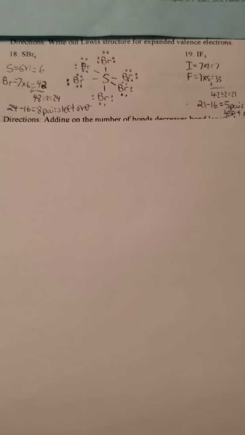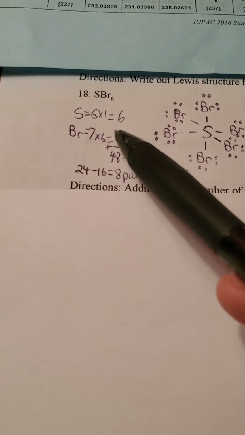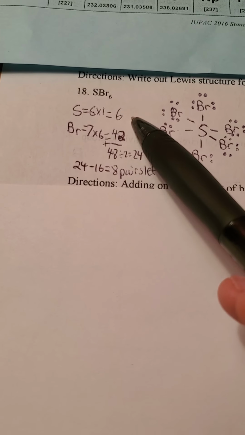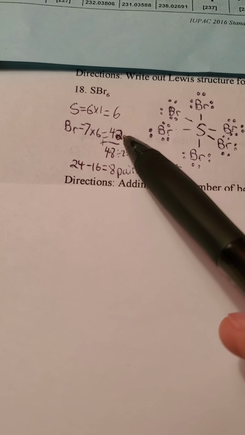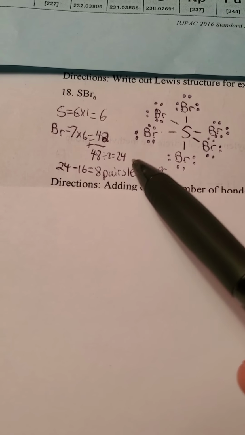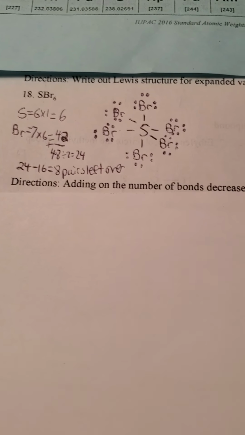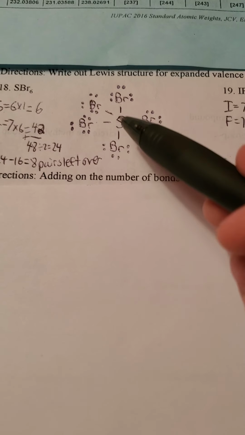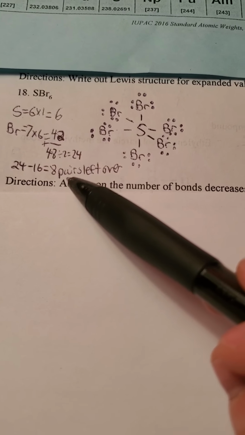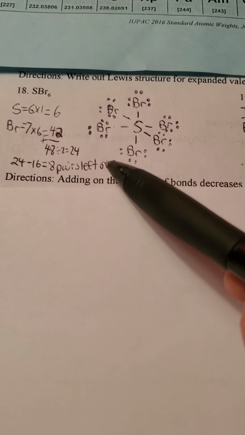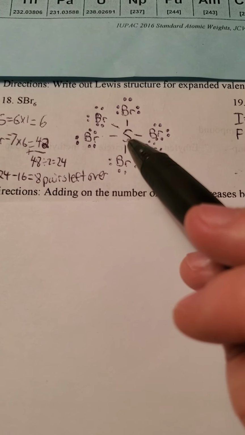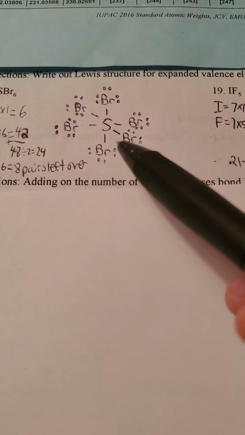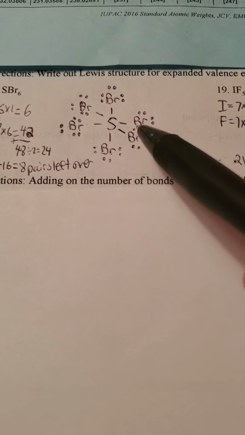Now we're supposed to draw the Lewis structure for the expanded valence electrons. So this one is 6, Br is 7, and you have to multiply this by 6, so it's 42. 6 plus 42 is 48, divided by 2 is 24. But if we're just doing 4, the max number of pairs would be 16. So we subtract from 16, we have 8 pairs left over, so we need to make sure we add enough for 8. If we don't add these two, it's just 16. So we add 1, Br.